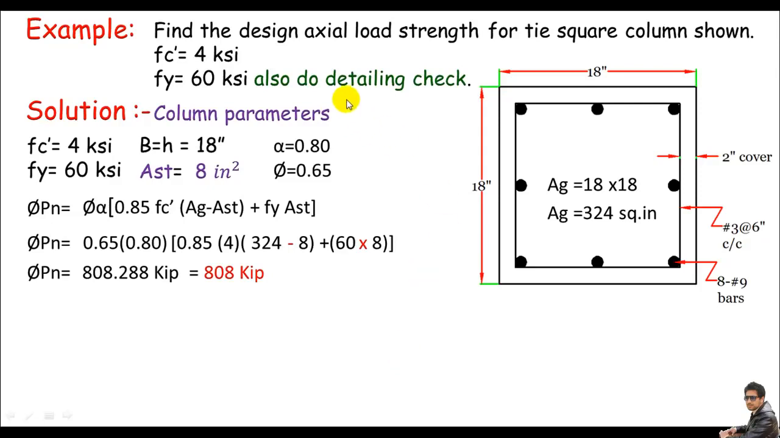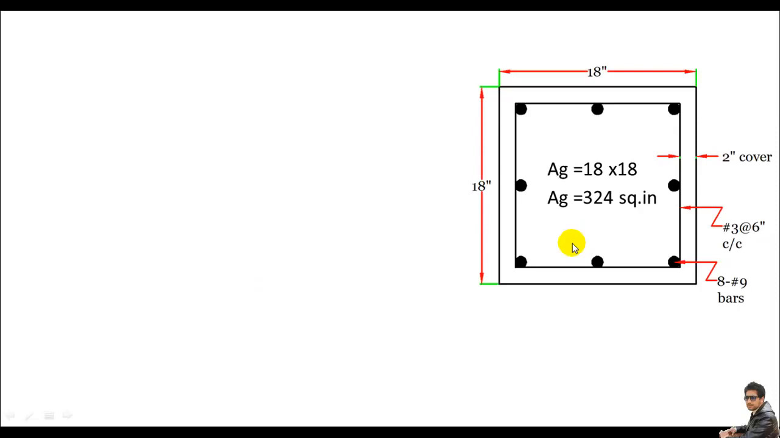My next approach is the detailing check. Is the column okay or not? Alright, so let's do the detailing check for this column. This column has been designed by someone I don't know, but I want to check whether the column is okay based on requirements or not.